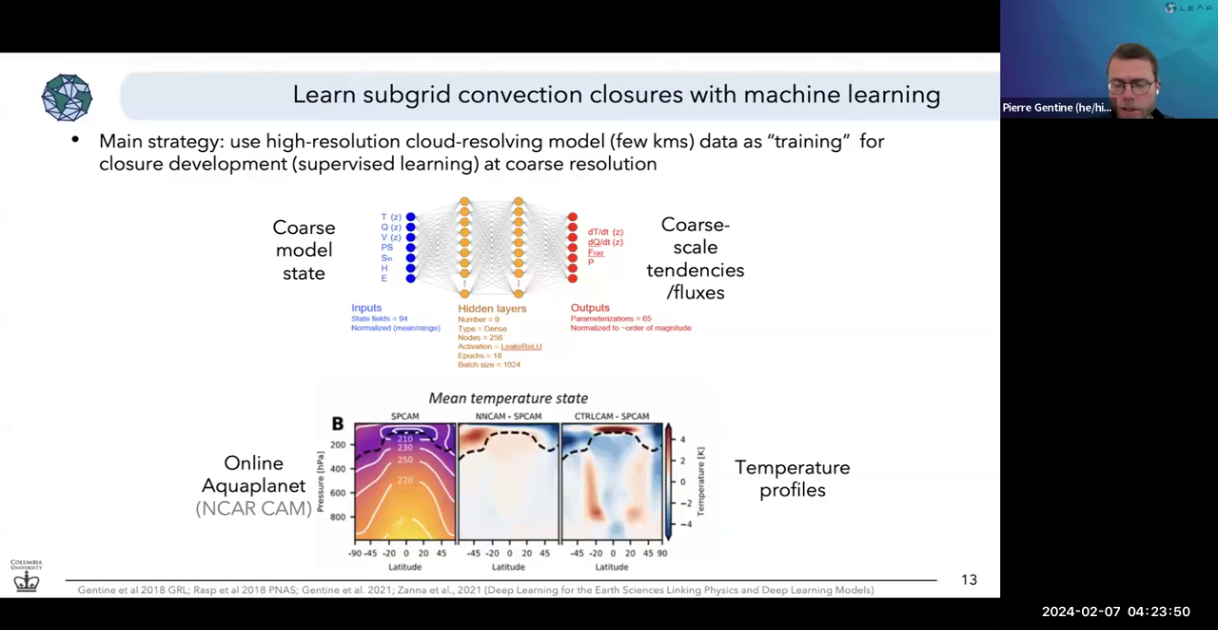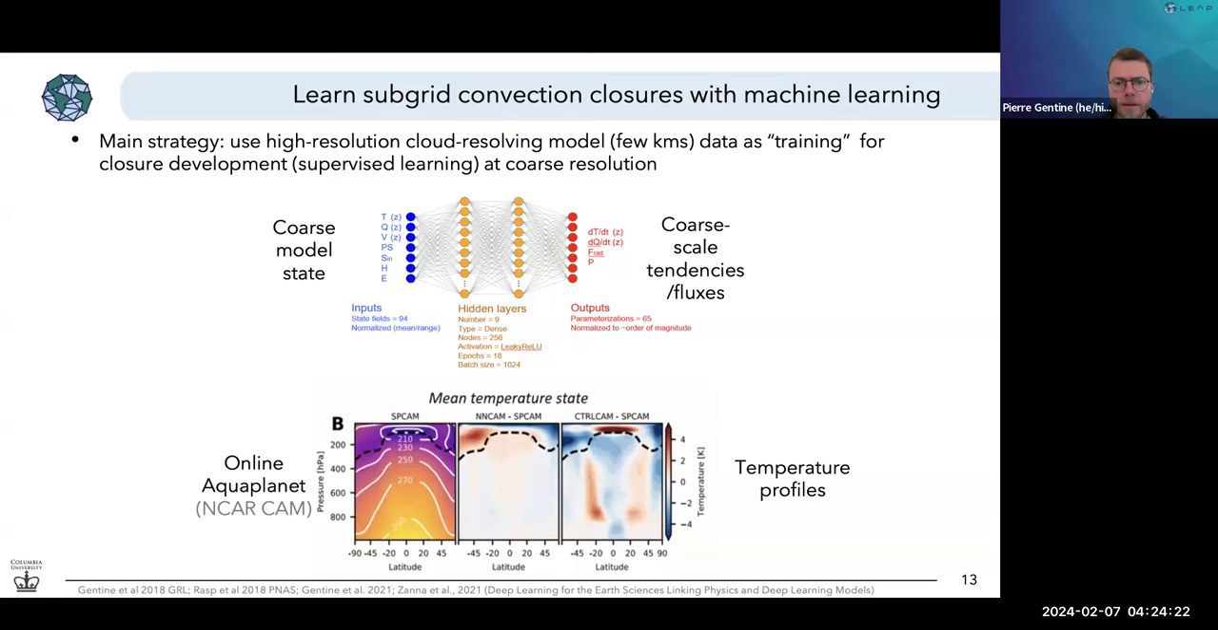So this was one of the earlier papers we had on that front. Again, pretty simple. You take the coarse scale model state, so temperature at different levels, humidity and wind at different levels at the coarse resolution. What we are trying to get is actually predicting the tendency of temperature and moisture, again, across those different levels. At first, we just used some deep neural network. The details are here, and we were trying to predict this coarse scale tendency and those fluxes.